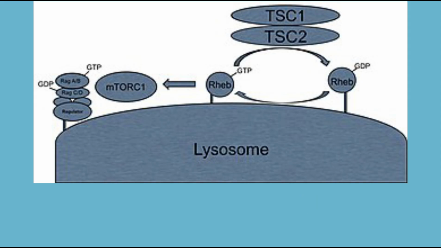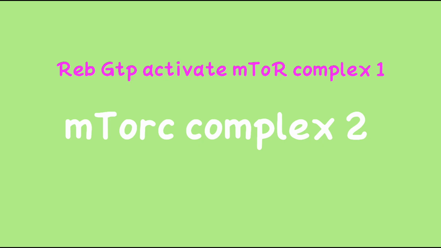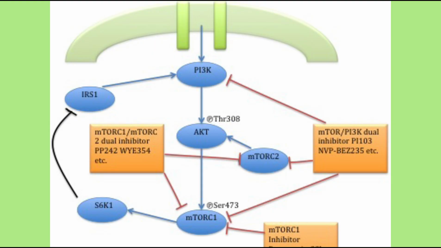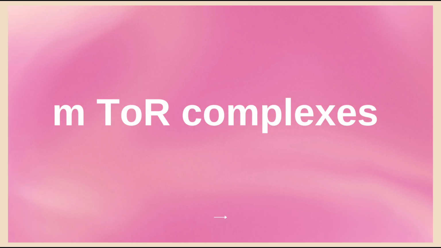mTORC2 is not a part of the nutrient sensing pathway. It is activated by growth factors. It activates AKT at the serine 473 site, which is then fully activated and regulates the cytoskeleton, cell survival and ion transport. So mTORC1 has 5 components.